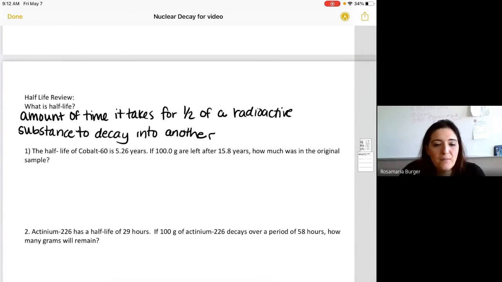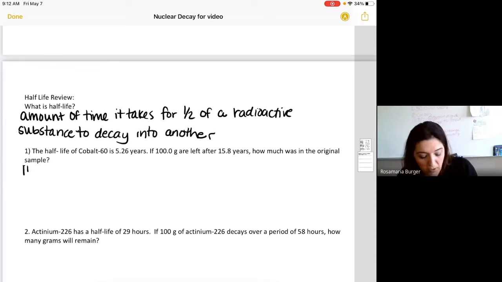So now we've got the half-life of cobalt-60 is 5.26 years. If 100 grams are left after 15.8 years, how much was in the original sample? Well, we're given a half-life and we're asked for the amount of our original sample. So we're going to have to work backwards from the amount that we're given to figure out how much we began with.